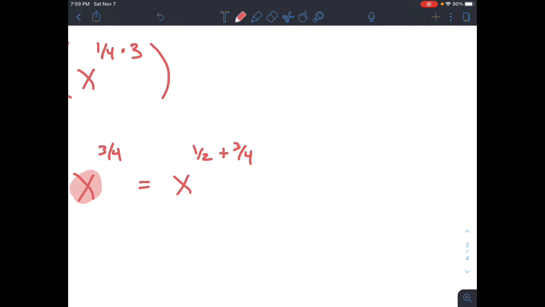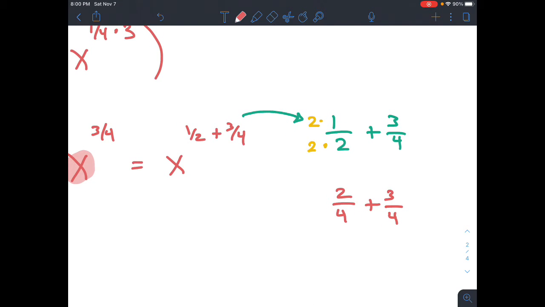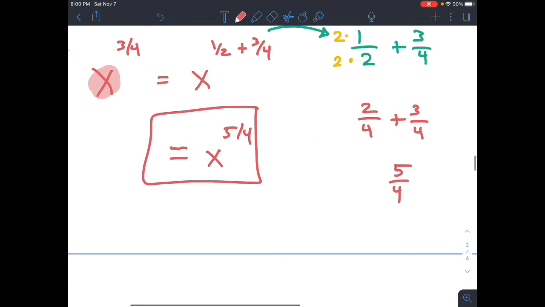And I have that situation again where I need to get a common denominator. The common denominator between these two fractions is 4. I'm going to multiply the first fraction by 2 over 2, change that piece of clay into a different shape, and I get 2 over 4 plus 3 over 4. So my new exponent is going to be 5 over 4. So this equals x to the 5/4. As a root, it would be the 4th root of x to the 5th.